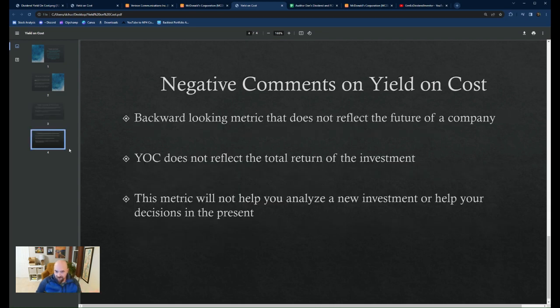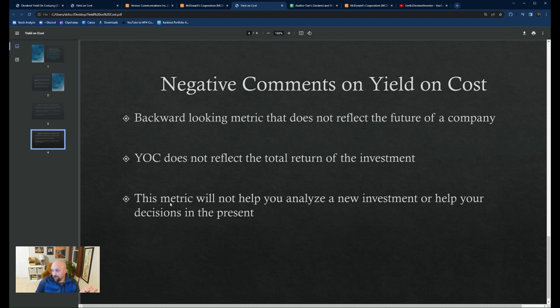So, negatives of yield on cost as a metric: it's backwards looking and it doesn't reflect anything related to the future prospects of the company or what they're going to do in the present, really. It's just looking at past performance of investments, basically. It also, like we said, doesn't reflect the total return of an investment. It just tracks the return of the dividend and growing dividend over time. So it's not reflecting the share price appreciation that you may or may not have.